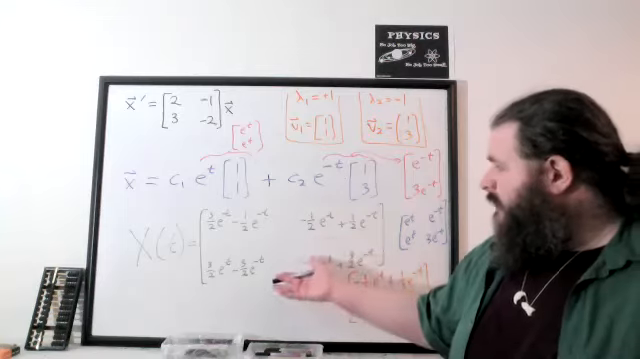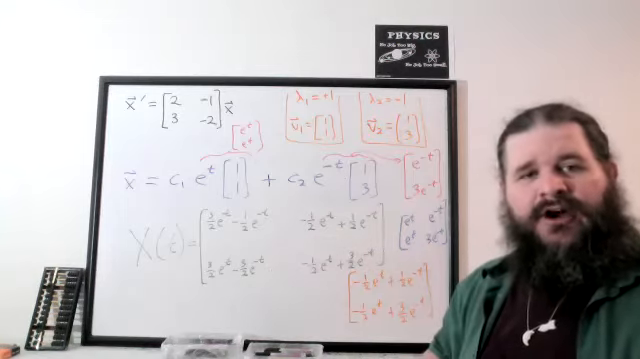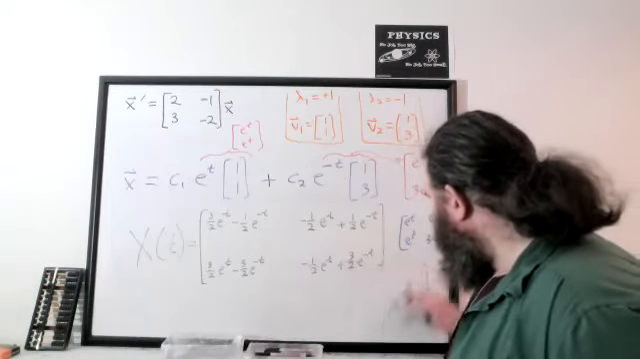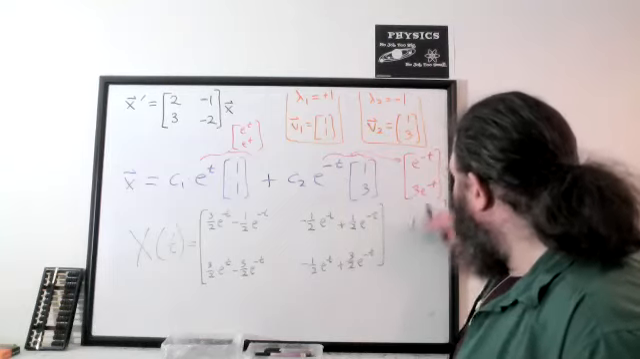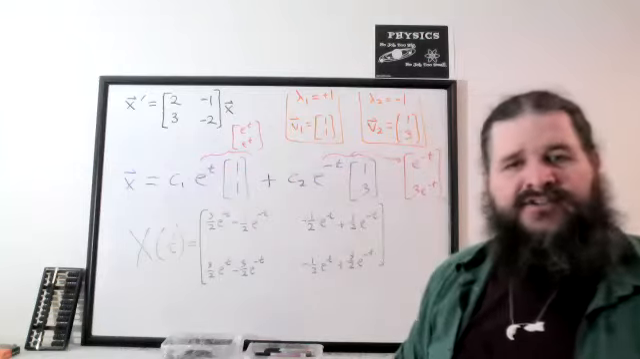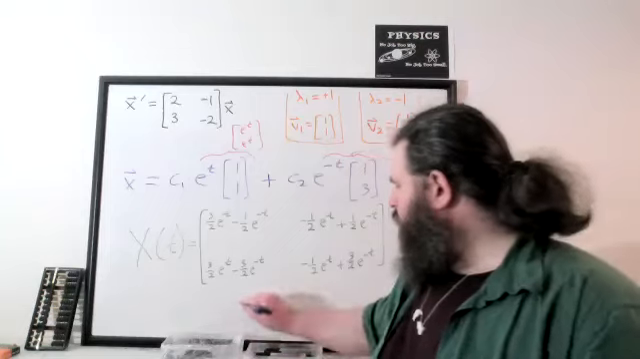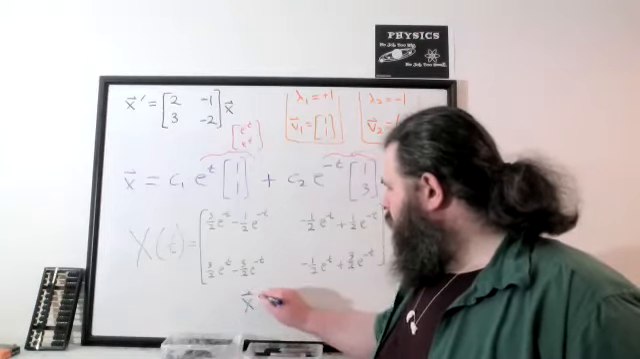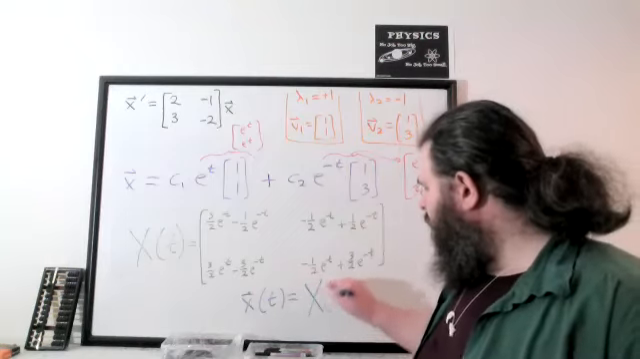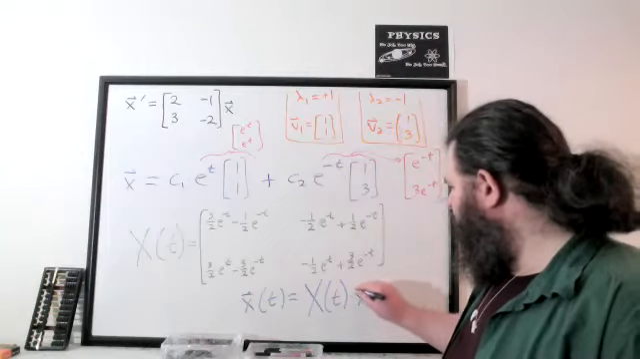And the reason why this one in particular is useful, the fundamental matrix that turns into the identity matrix when you plug in 0, it's a huge pain to set up. But once you've got it, you can use this to almost instantly find a specific solution to any initial value problem using this differential equation. Because in general, the solution is going to be x of t equals this fundamental matrix, big X of t, times the initial value, x of 0.